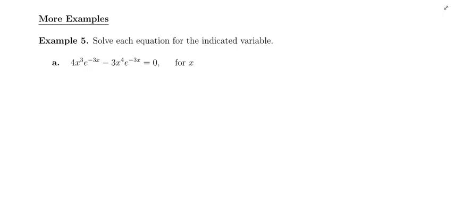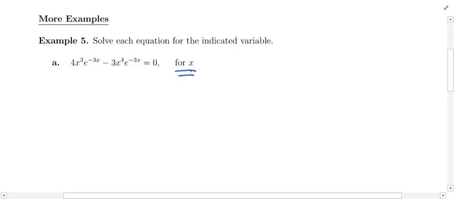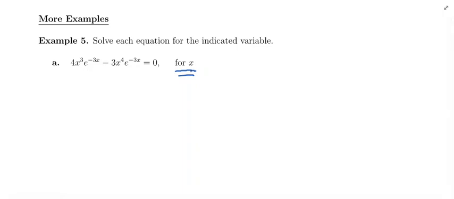It says in example 5, solve each equation for the indicated variable. In part A, this is something that you might see in calculus. We're solving for x here. The equation is 4 times x cubed times e raised to the negative 3x power minus 3x to the 4th times e to the negative 3x is equal to 0.